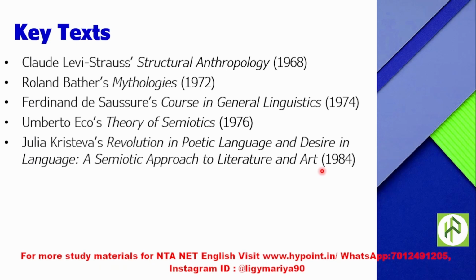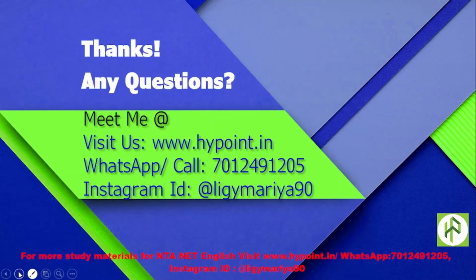Okay, so I'll read the titles and the authors again. Read along with me or pause the video, read it 3 to 4 times so that you memorize them. Claude Lévi-Strauss, Structural Anthropology. Roland Barthes' Mythologies. Ferdinand de Saussure's Course in General Linguistics. Umberto Eco's Theory of Semiotics. Julia Kristeva's Revolution in Poetic Language and Desire in Language, a Semiotic Approach to Literature and Art. I think that's all about structuralism.